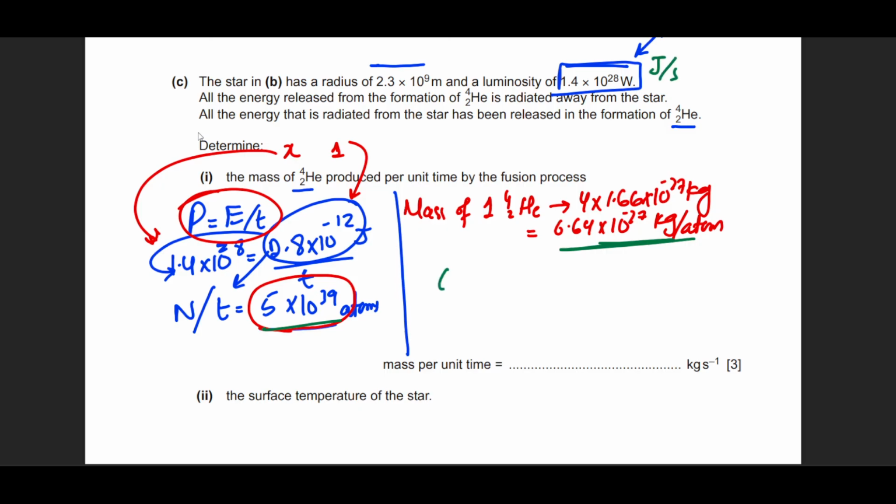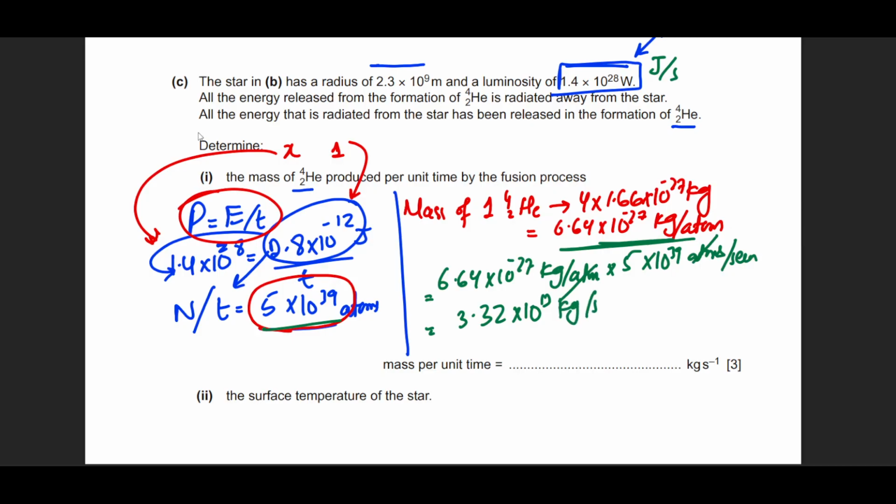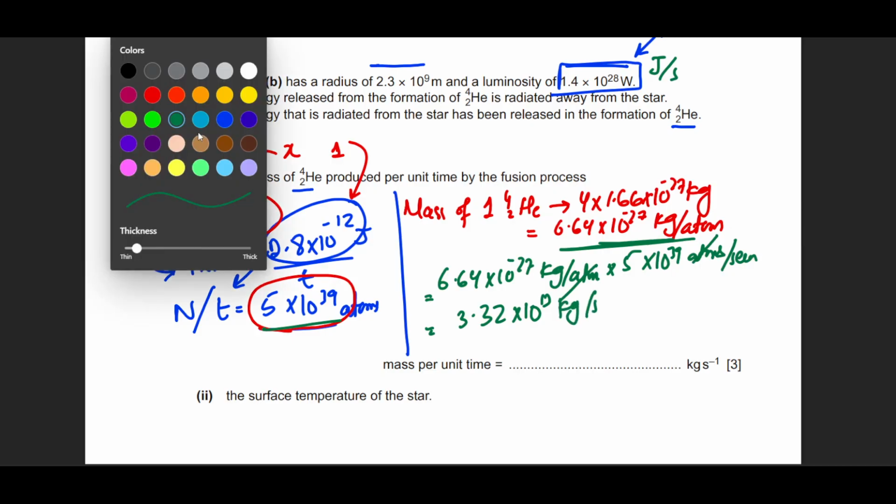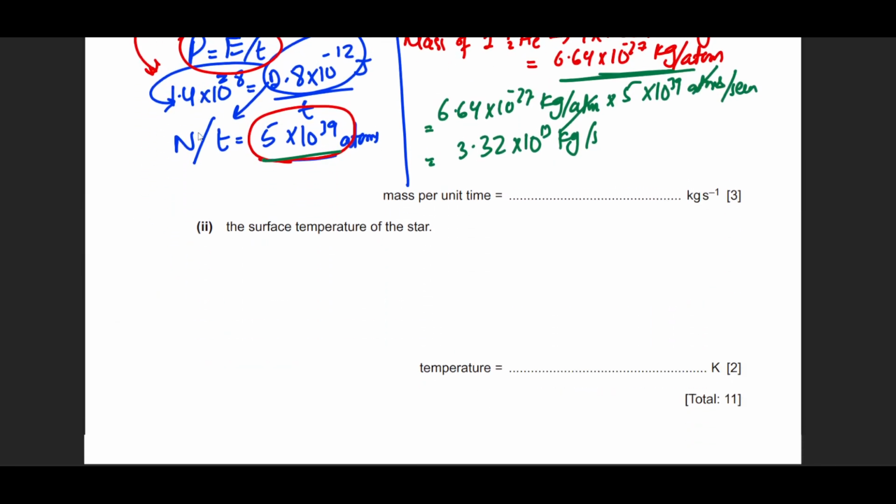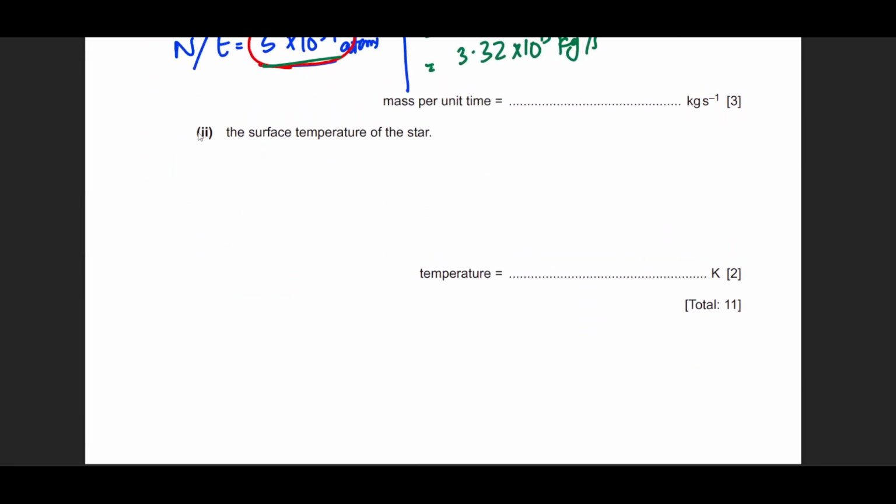So that would have been 6.64 into 10 raised to the power minus 27 kg per atom multiplied with the 5 into 10 raised to the power 39 atoms produced in 1 second. So atom cancels out, and with a simple straightforward ratio method, we get 3.32 into 10 raised to the power 13 kg per second being produced per unit time, which is a very huge number. The surface temperature of the star, no problem.